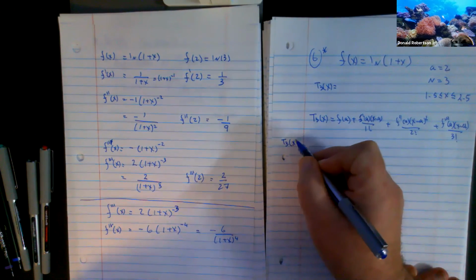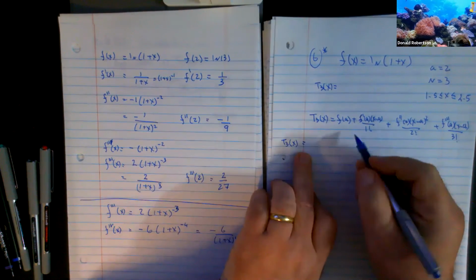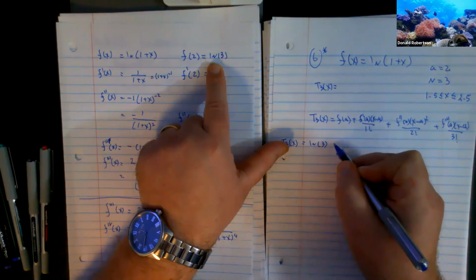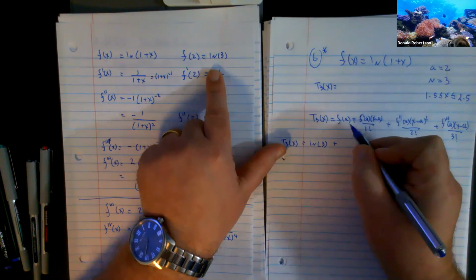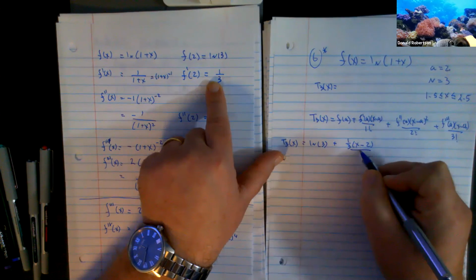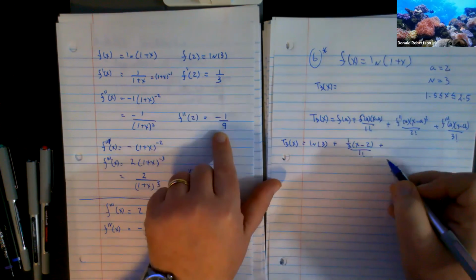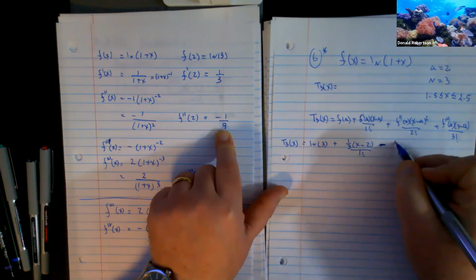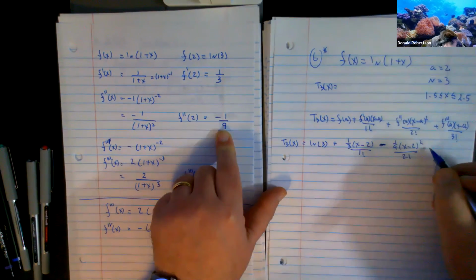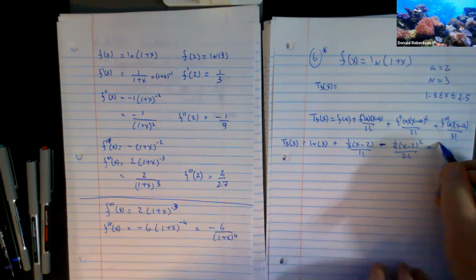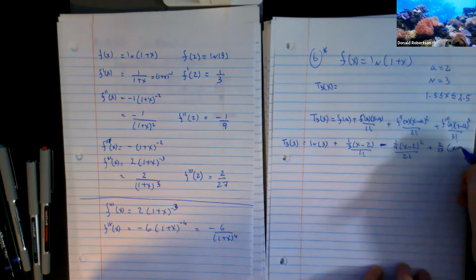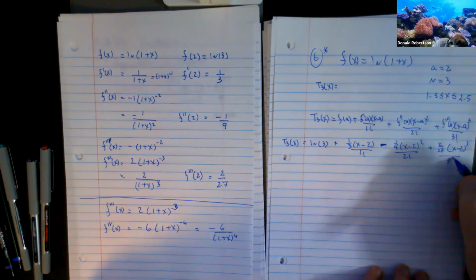T3 of x is going to be the function evaluated at a, so that's log 3, plus the first derivative, which is a third, x minus 2 over 1 factorial. The next derivative is a ninth, x minus 2 squared over 2 factorial. And the last one is 2/27ths, x minus 2 cubed over 3 factorial.